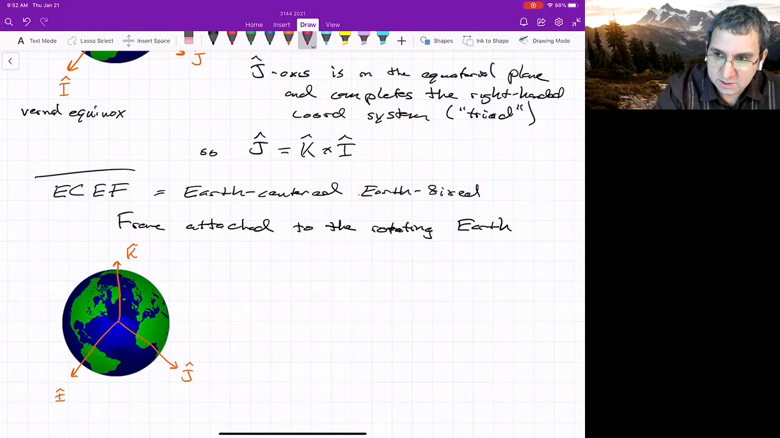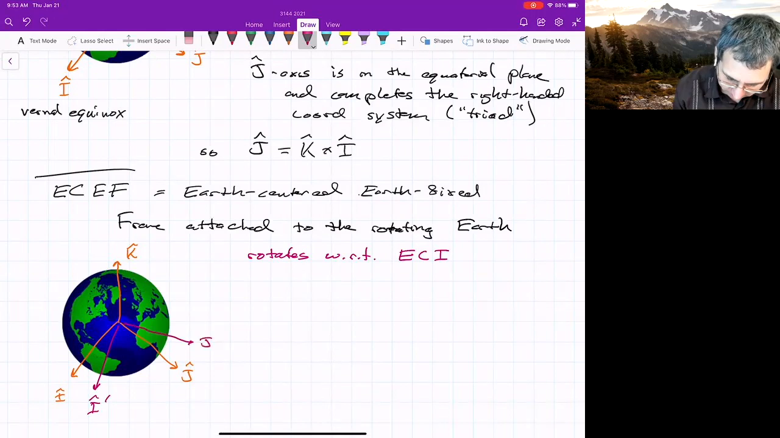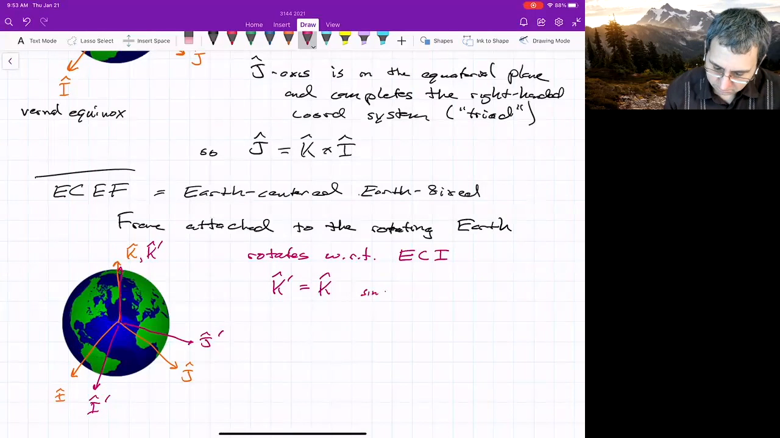All right, so it rotates with respect to the Earth-centered inertial, WRT, with respect to the Earth-centered inertial. So we'll call this I prime, J prime, and it'll be in the same direction up here, K prime. So K prime equals K, because that's our rotation axis. Right, that's the Earth's rotation axis.